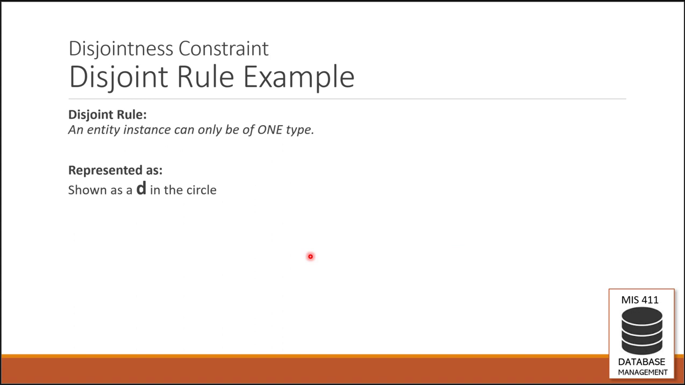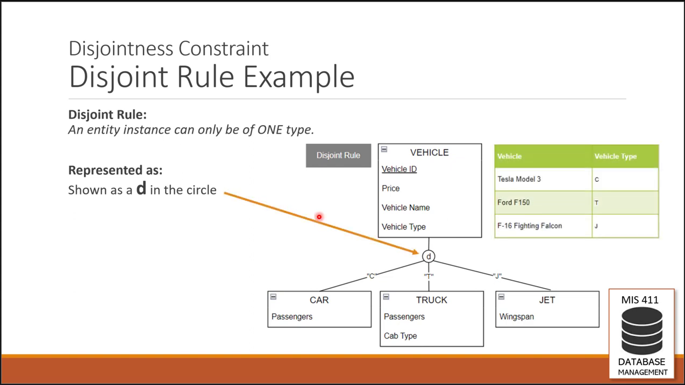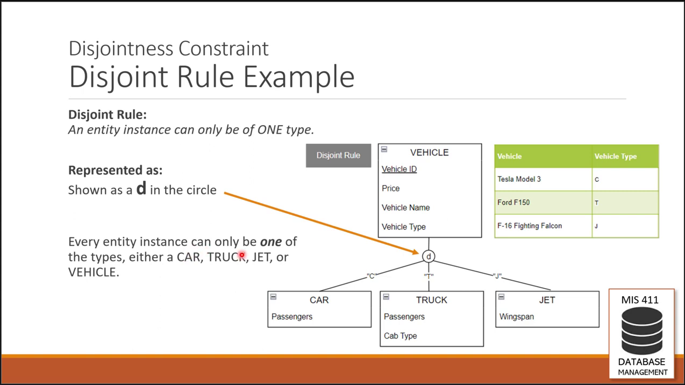So another example of the disjoint rule, continuing in the same mode, is, as said, an entity instance can only be of one type, right? And so here we have an example of the disjoint rule. We have a vehicle supertype. We have car, truck, and jet as subtypes. We have the lowercase d that indicates this is a disjoint rule. And again, what that means is that every entity instance can only be one of the types, either a car or a truck or a jet or even a vehicle.